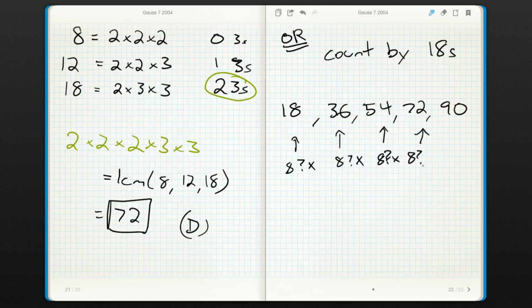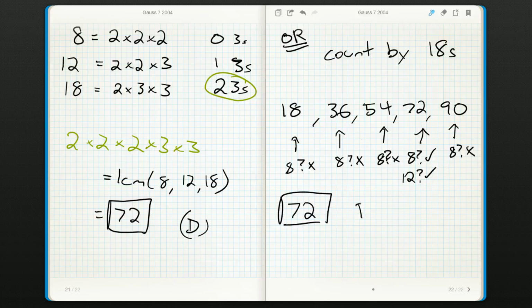72, is it a multiple of 8? You better believe it is, but we also need to check, is it a multiple of 12? And it is. It's 6 times 12. If it wasn't, we'd move on to 90, although by process of elimination, we'd expect 90 to be our answer. But it's not a multiple of 8 either. Okay? So 72 is our answer. And as I said, that's D.